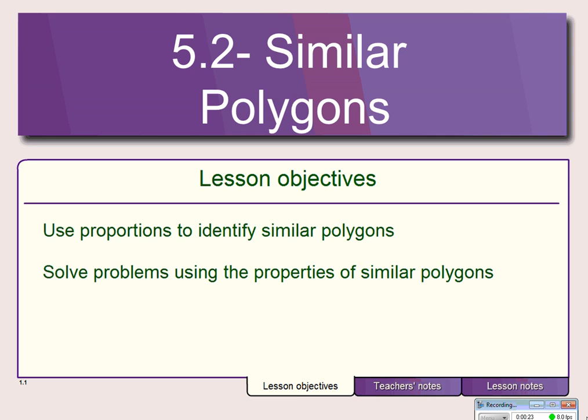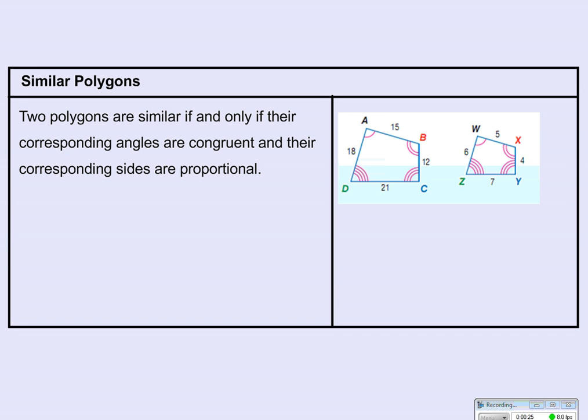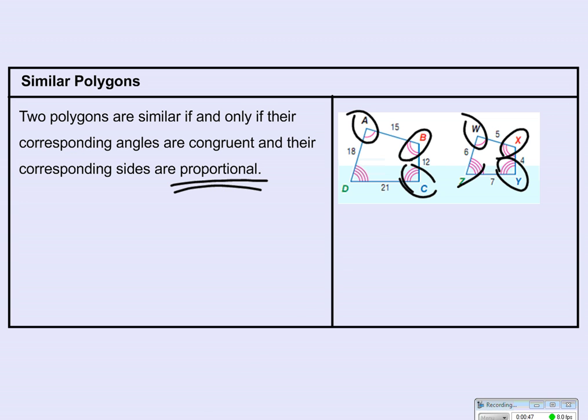Similar simply means all corresponding angles are congruent, all corresponding sides are proportional. That means that they're going to have the same measure all the way around. So if I look at this, A and W are in the same location, they're corresponding, they're also congruent. B and X are corresponding and congruent. C and Y, Z and D. Those corresponding angles are congruent.